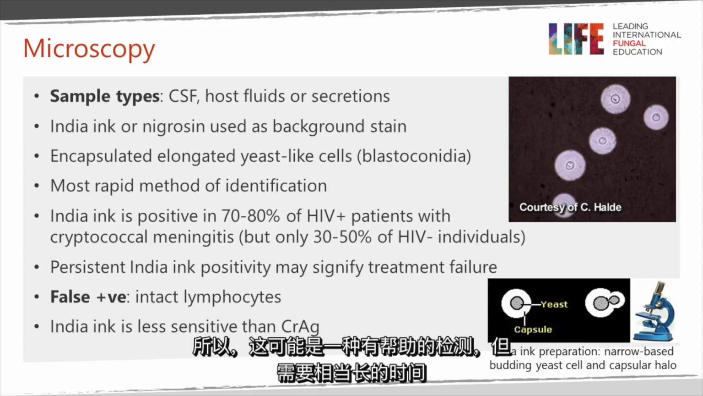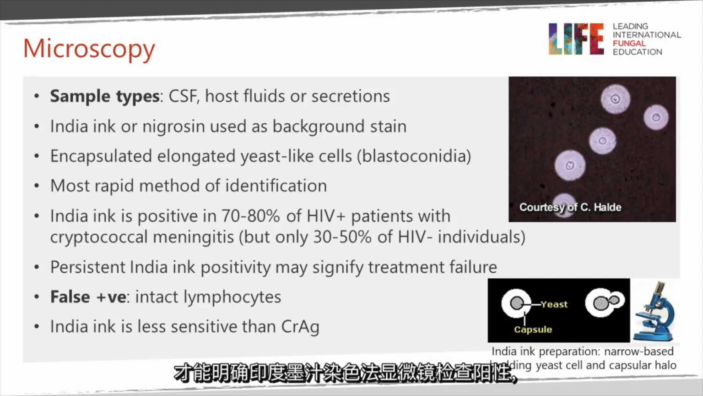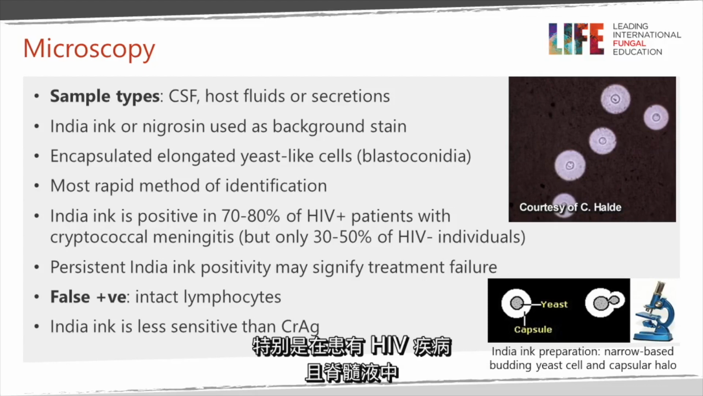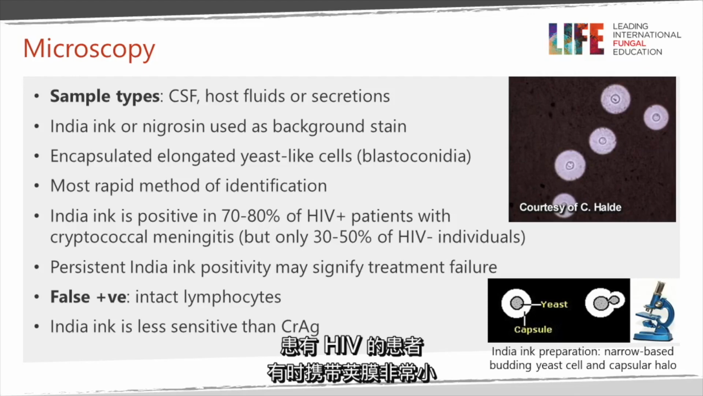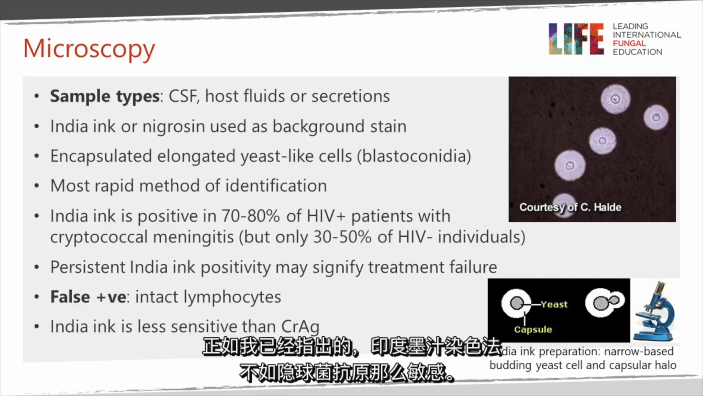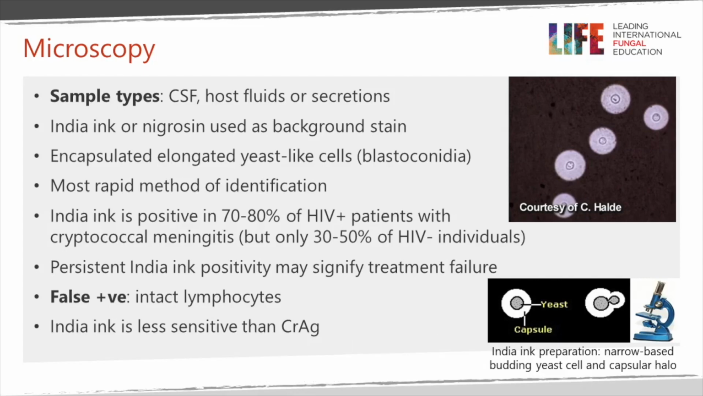So it can be a helpful test, but it does take quite a long time to clear India ink microscopy positive, particularly in patients with HIV disease who have very high numbers of cryptococci in the spinal fluid. Patients with HIV sometimes have cryptococci with very small capsules, and they can look like lymphocytes, and sometimes there are more cryptococci than lymphocytes, and that can be a misleading image microscopically. And as I've indicated, India ink is less sensitive than cryptococcal antigen.